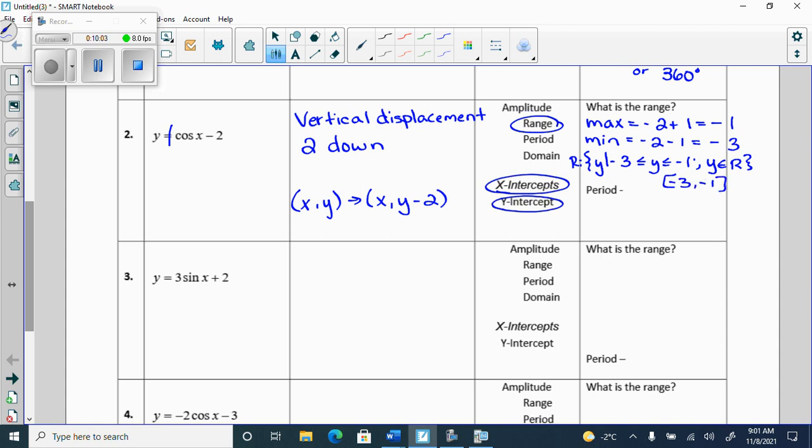What's the period of this one? 2 pi or? Because there's no c value. And there's no, actually, horizontal stretch. The b value. No, b.